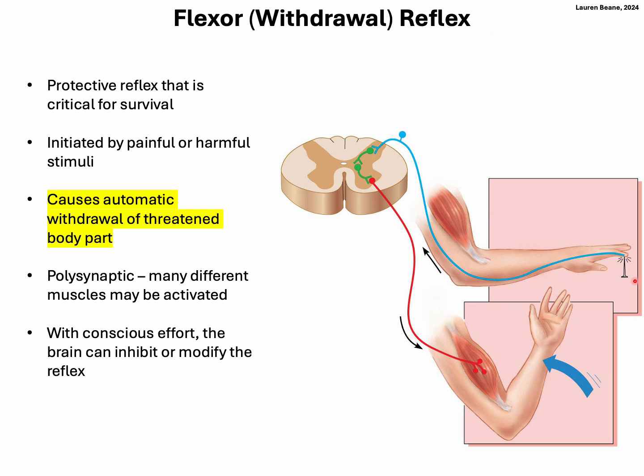Just like if we touch a painful stimulus, such as a nail or a pin, there's an automatic withdrawal of that threatened body part. This is polysynaptic, meaning there's quite a few neurons involved in this circuit. Many different muscles could be activated depending upon the stimulus location. With conscious effort, we do have the ability to override this, right? We can force ourselves to be in harmful situations. So, the brain can provide input, but a lot of times this automatic withdrawal occurs more on a subconscious level.